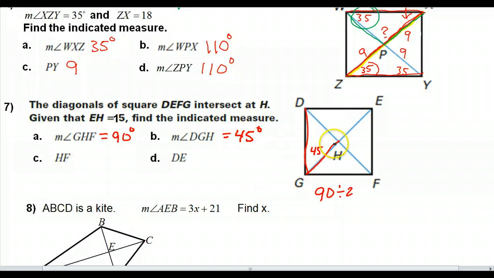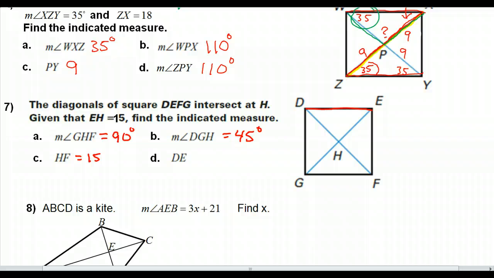Now HF, which is right here, is going to be 15, because EH was 15, so all of these are going to be 15. DE is the only one that takes any thought. So let's focus on DE. We are supposed to find segment DE. That is our target.